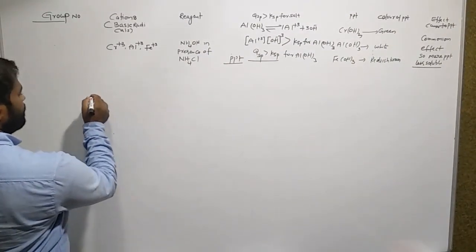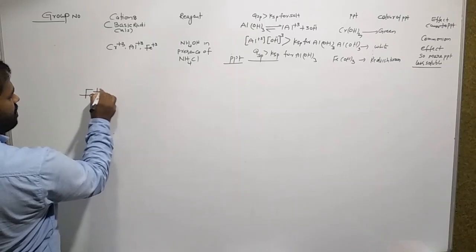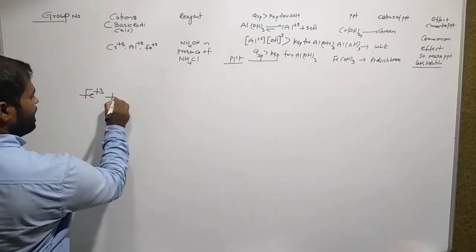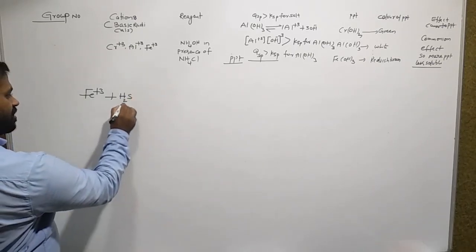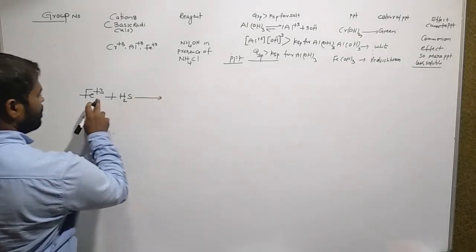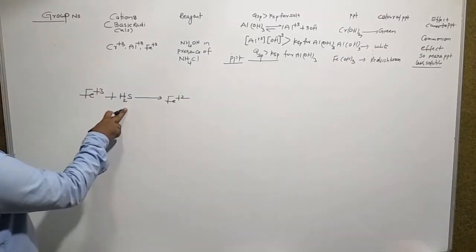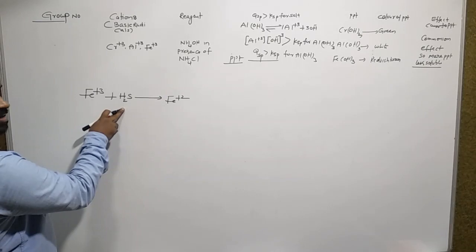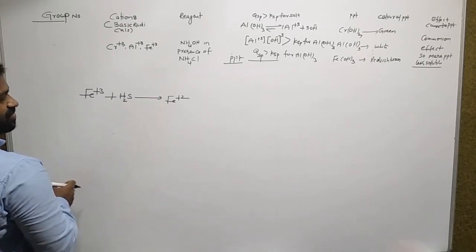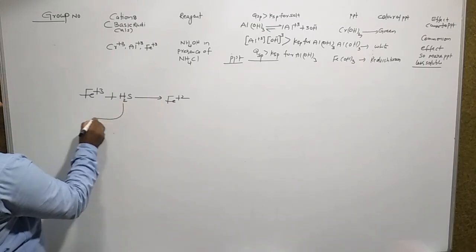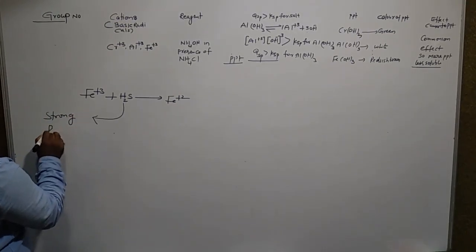So now, for example, a third group cation Fe plus 3 is there. This is a third group cation. If any second group reagent, H2S, is present, this H2S converts the Fe plus 3 into Fe plus 2. If it is there in the solution after second group filtration, how is iron converted? Fe plus 3 is converted to Fe plus 2, because H2S is a strong reducing agent.